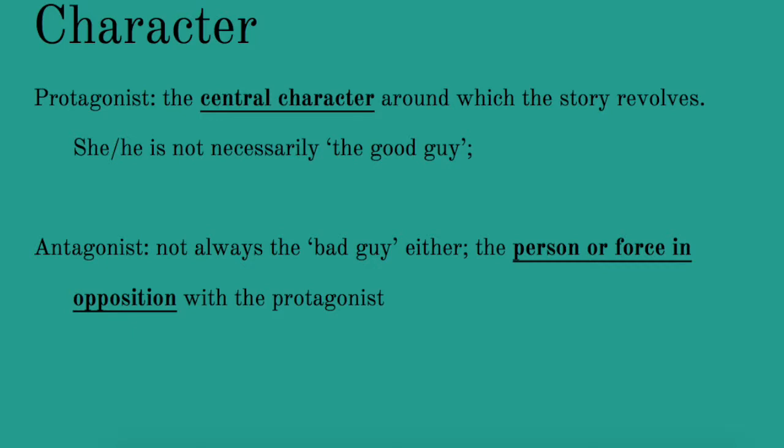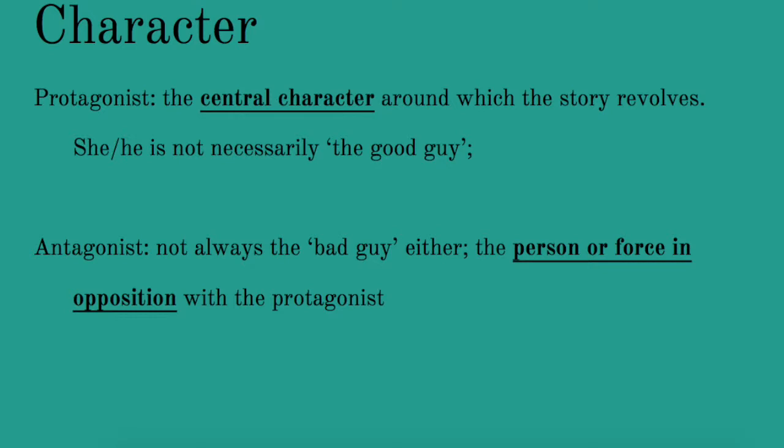An example of a protagonist that isn't necessarily the good guy would be in the movie Megamind, which is told from the villain's perspective. Megamind is the villain and he's fighting against the hero, Metro Man. Now an antagonist is the person or force in opposition with the protagonist. So for my Megamind example, the antagonist would be Metro Man. Now, the antagonist is not always a person, sometimes it's a force. So for example, if a person is trying to survive in nature, nature would be the force in opposition with the protagonist.